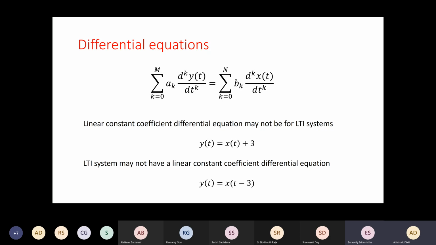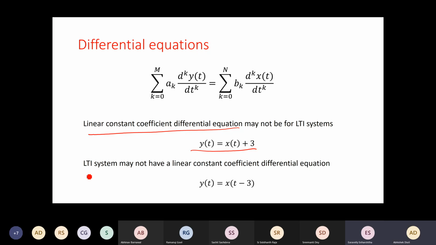Remember that if you have a linear constant coefficient differential equation, this may not be for LTI systems. For example, this system is not linear time invariant. We have seen this already. But this will have a linear constant coefficient differential equation. So having a linear constant coefficient differential equation does not imply that this is for an LTI system.